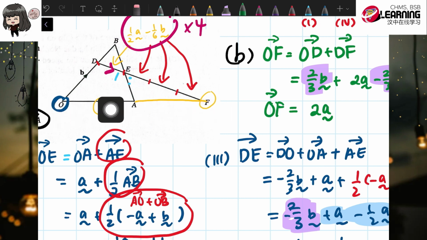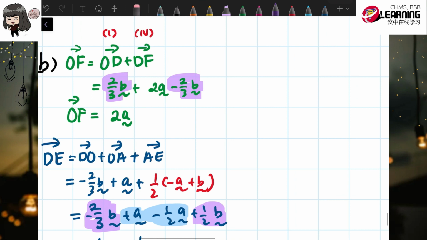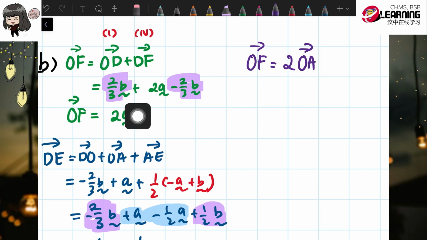O to F is 2A, which means it's A plus another A. Here is A, because O to F is 2A, 2 times this. So their relationship is that OF is actually equal to 2 times OA. Your OA is A, right? This is OA. So this is the first relationship.